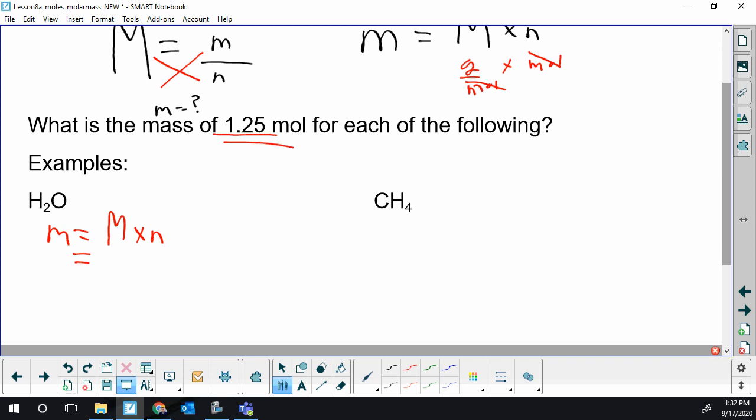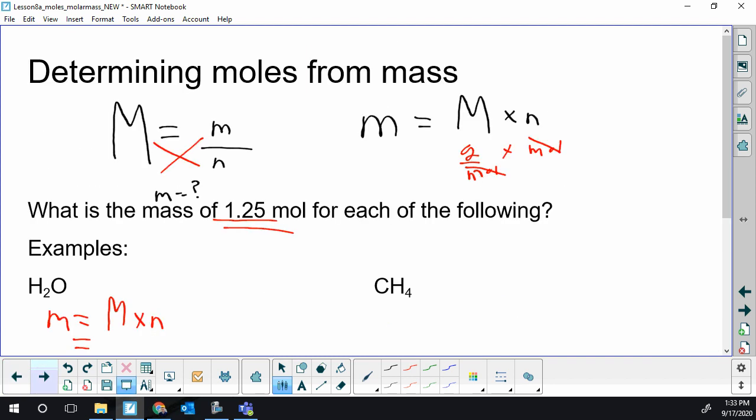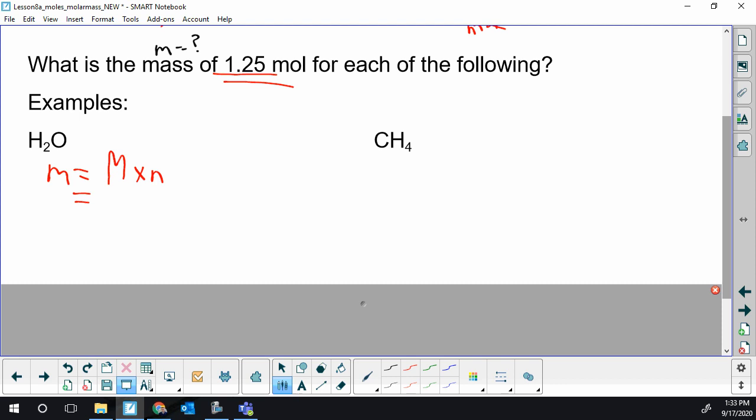Okay. What's the molar mass of water? We did that. The mass of 2 hydrogen and 1 oxygen, it's just a little above 18, is 18.02. Okay. So I'm not going to repeat that. Okay. So you're going to keep flipping back to the slide we just did. 18.02 grams of water per mole. Multiply by moles, we're asked 1.25.